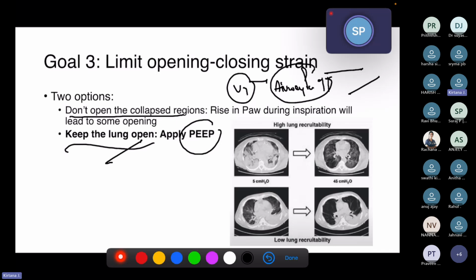But what is the policy? Can you give the same amount of high PEEP to all your patients? Are all your patients the same? That is not true. For example, look at this patient. So this is a patient with ARDS. Initially, he was at a PEEP of 5.